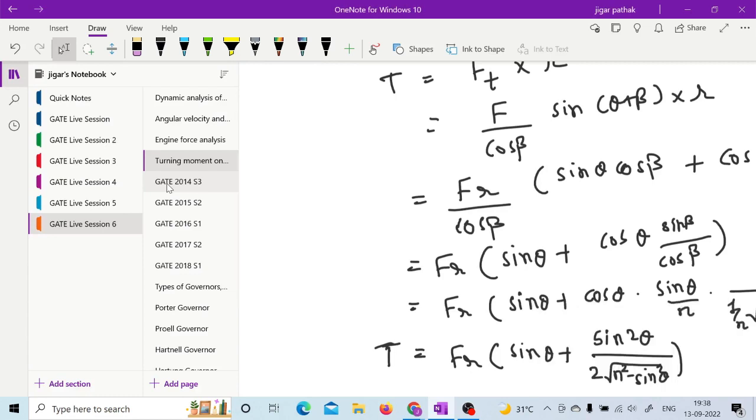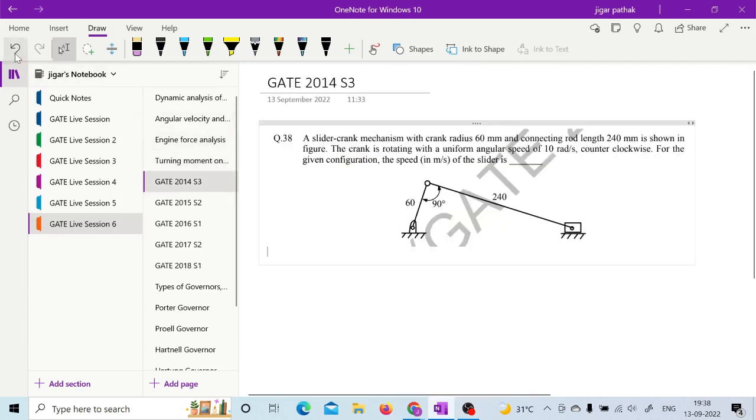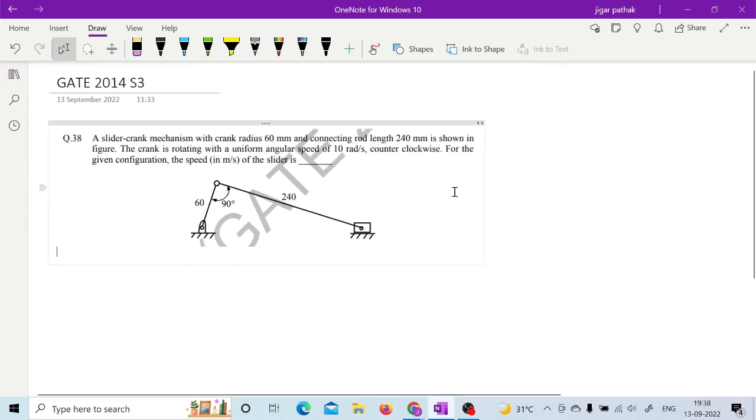So now once you are having this idea about the various forces acting on it and this turning moment acting on it, right, then what we can do is we can go for some of the questions from the same area in GATE, right?